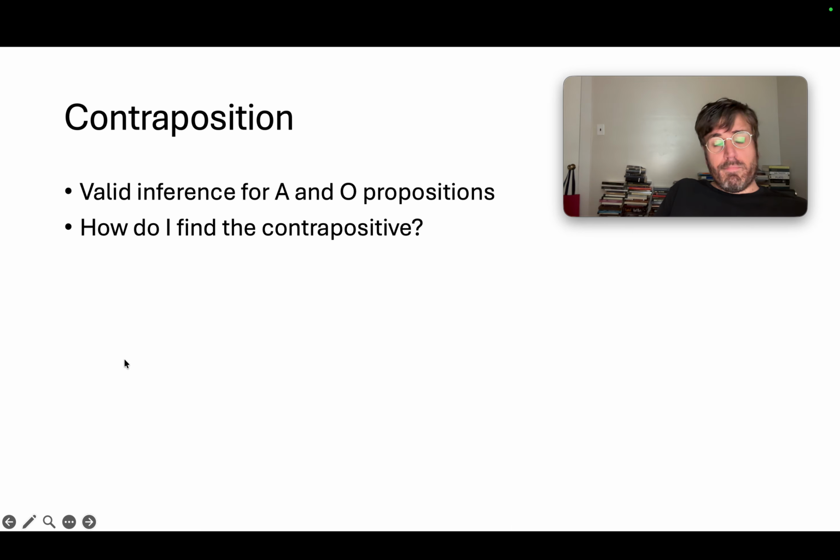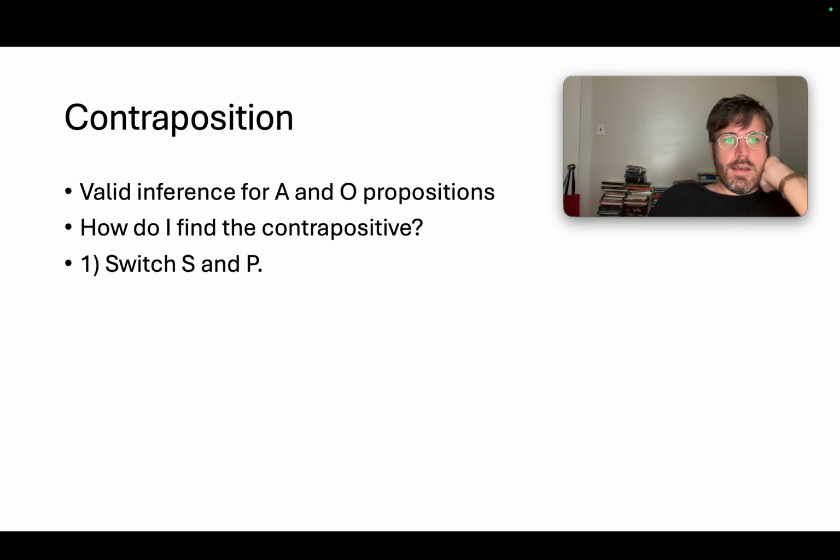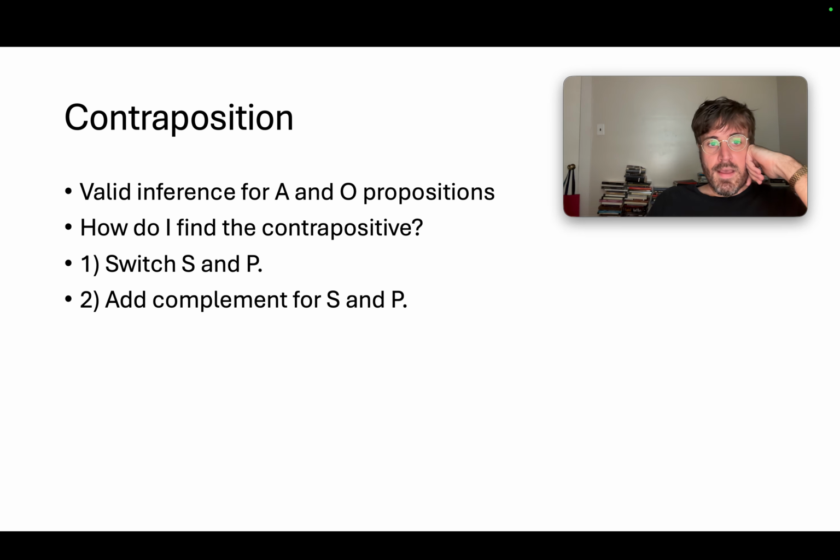To find the contrapositive for an immediate inference, we switch S and P. All right, so it begins just the same as conversion did. We're switching the subject and the predicate terms. And then we're going to add the complement to both S and P. So we're not just adding the complement to P, but we're adding the complement to both S and P. And this can be a stumbling block because it looks really awkward and can often be a mouthful. Those finally transformed contraposed sentences have two complements in them, not at all grammatical English, but logically quite valid.